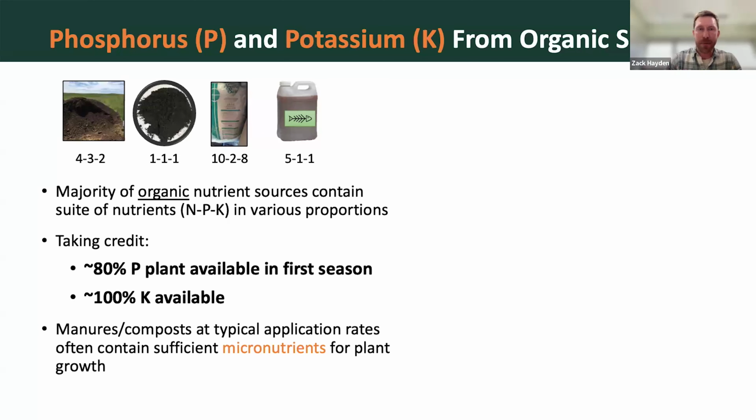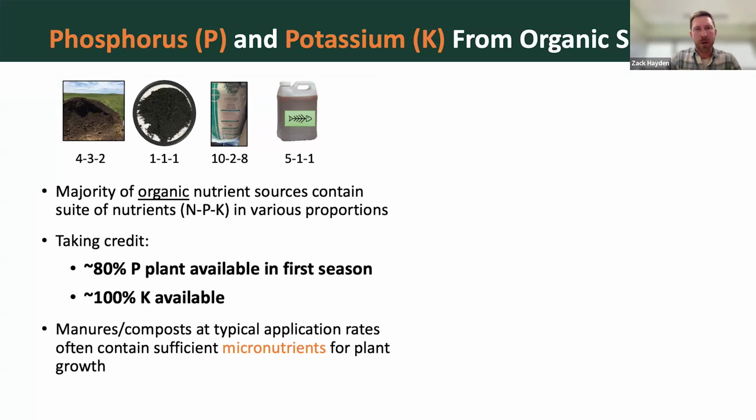And then with potassium, potassium doesn't really integrate into organic compounds. So the potassium in those materials, generally, when you put that down, you can assume about 100% of that potassium, as potash, K2O, will be available to your crop.